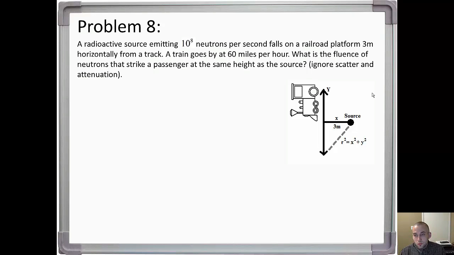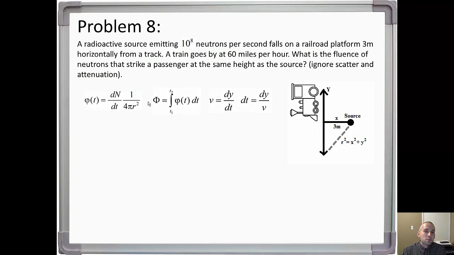So one of the trickiest parts here is how you're defining your coordinates for answering the problem and how you're going to set up your formulas. So in this case, the train is the y-axis. X-axis is the distance from the train and the source, which is 3 meters. And there is no height. They're saying it's at the same height. In this case, we can say r squared is equal to x squared plus y squared.